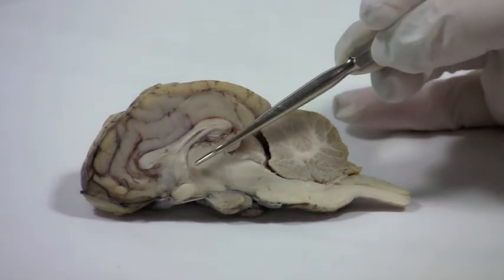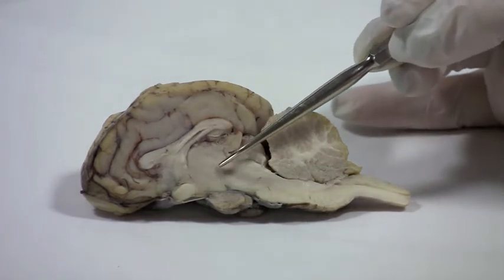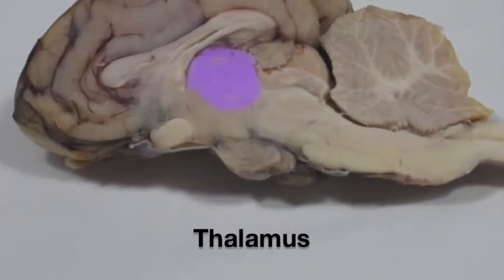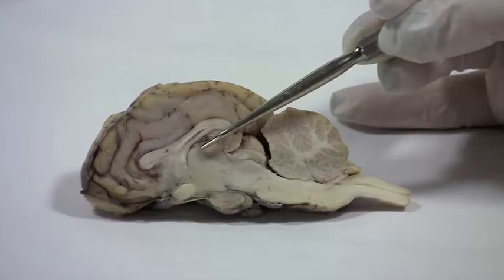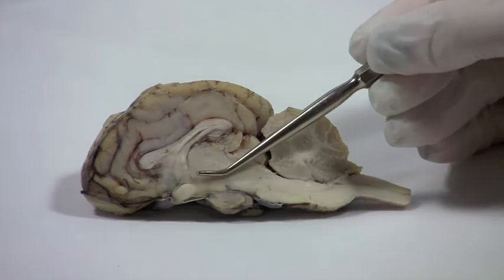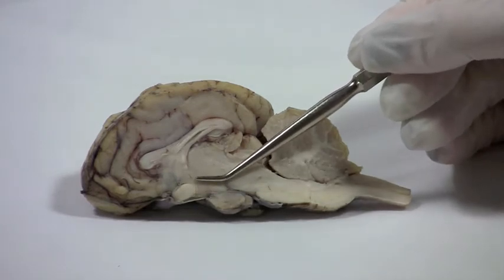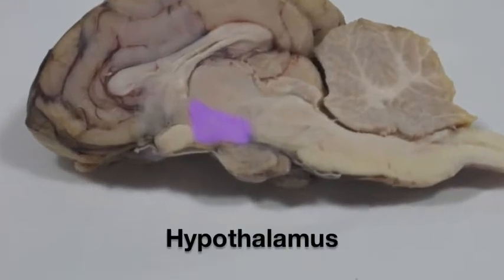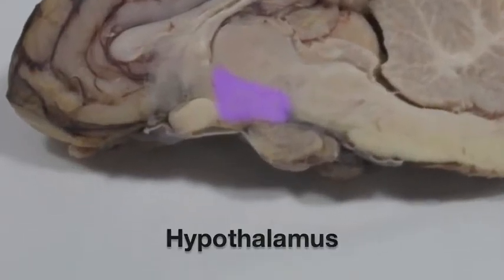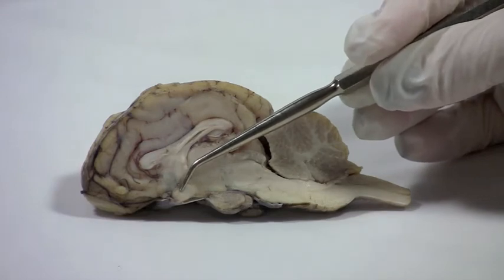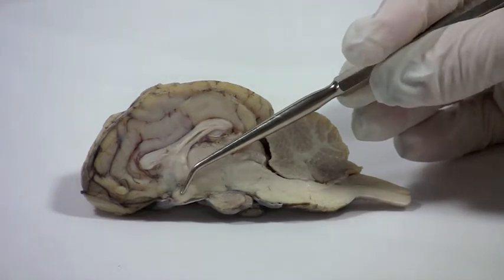This central region of the brain is called the thalamus. Right below the thalamus, this region is called the hypothalamus. This is the optic chiasm, where some of the right and left optic nerve fibers cross midline.